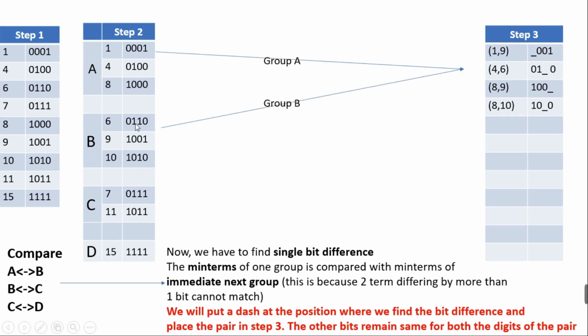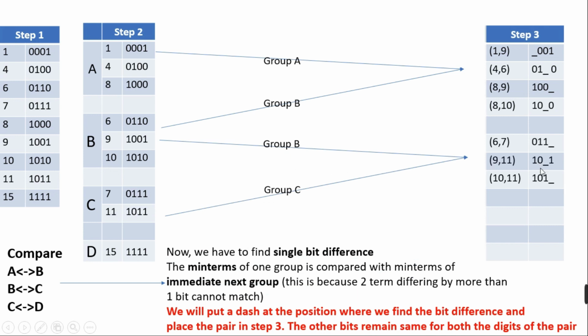Alright, so here we can see that from group A and B we're getting these results. The same thing will be followed for group B and C. Remember, we're only going to compare one group with its immediate next group. So for the next comparison, we're going to be comparing all the main terms of group B with all the main terms of group C. So we're going to compare group B and C, and we'll see results something like this.